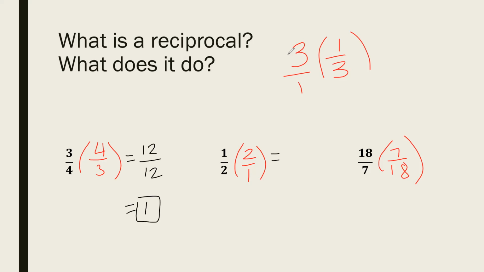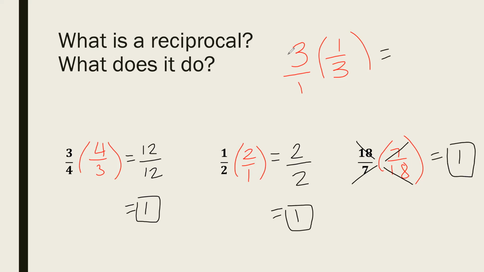Let's see what happens with the next one. 1 times 2 is 2. 2 times 1 is 2. Again, it simplifies to 1. I could do the same thing for the last example, but oftentimes when we multiply by reciprocals, we know this is going to happen. So oftentimes you'll see people just cross-canceling the 18s and cross-canceling the 7s, and it's equal to 1. Same thing with this one. It just simplifies to 1.